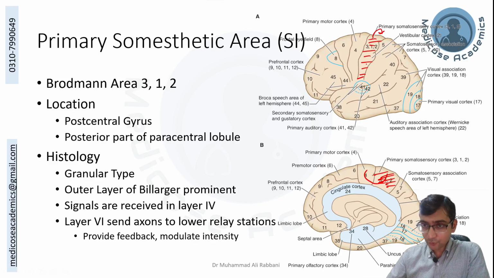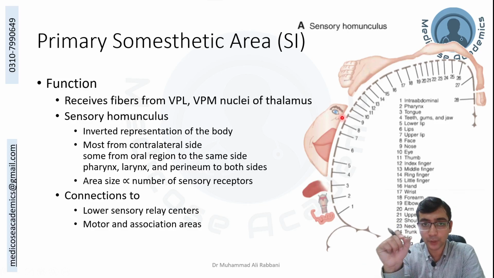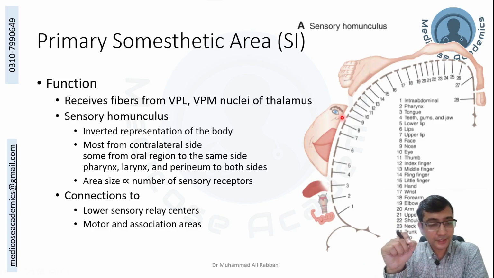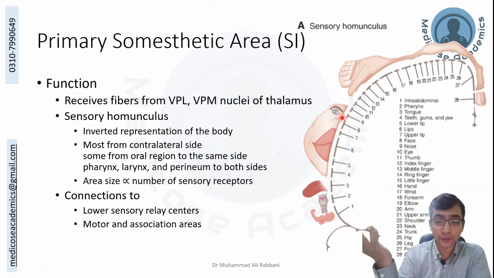So each point represents a particular point of the body. The signal from each point of the body is received at a particular point on the primary sensory cortex. So if we map each point against the area that it is supplying, that map is called the sensory homunculus.